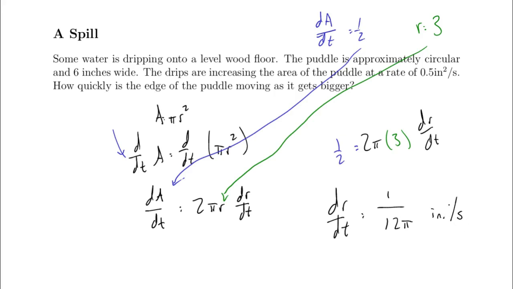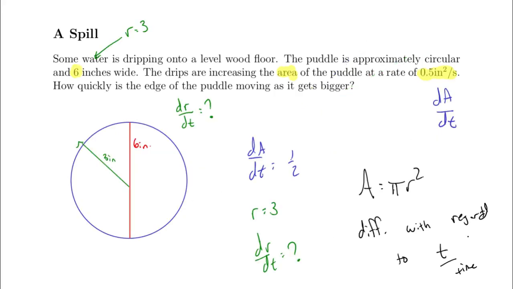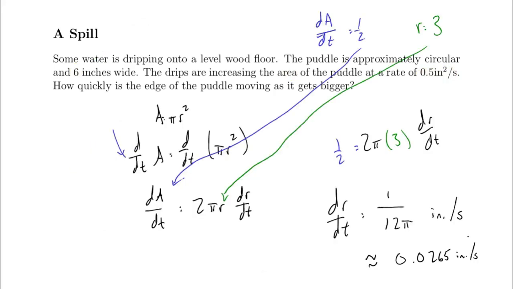Cool. What does that really mean, though? What are we actually saying here? What we're saying is that if we were to approximate this, grab a calculator, chuck in 1 over 12 pi, you're going to get like 0.0265 inches per second. We're really not increasing the size or the edge, I'll say, of our circle puddle that quickly. Our puddle is not marching along the floor that fast. It's a pretty slow change in radius.